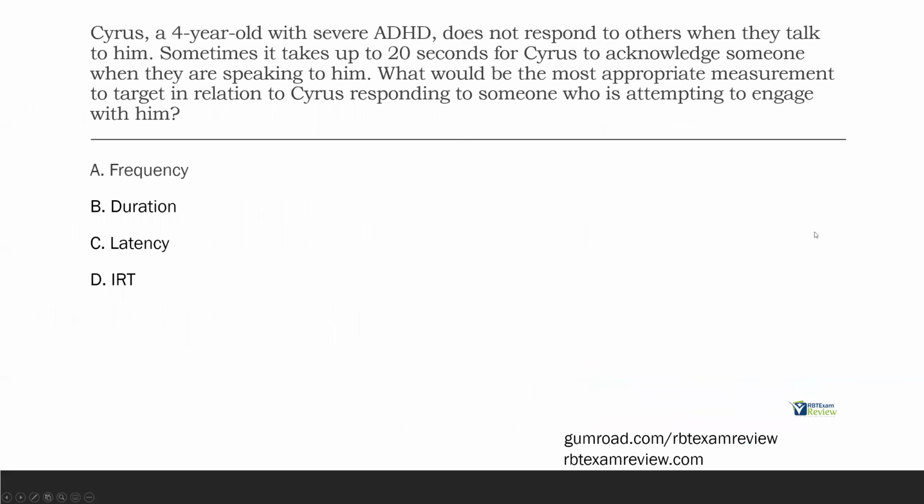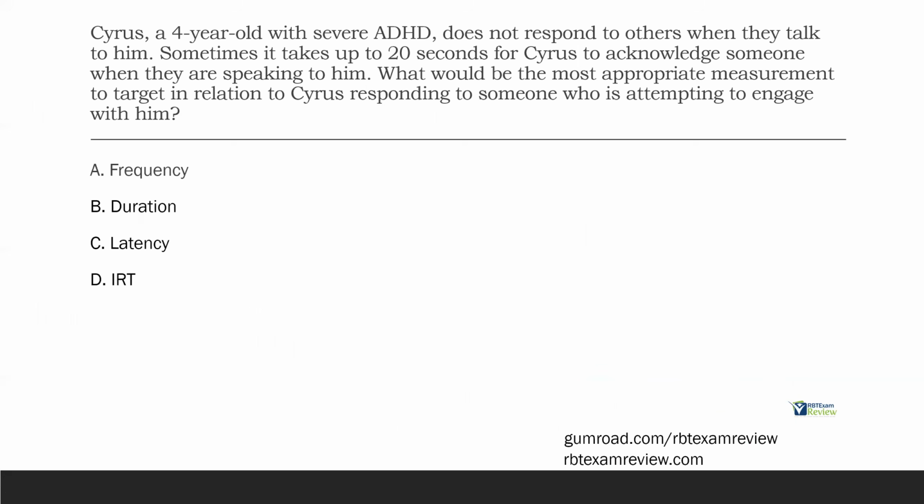Question 1. Cyrus, a 4-year-old with severe ADHD, does not respond to others when they talk to him. Sometimes it takes up to 20 seconds for Cyrus to acknowledge someone when they are speaking to him. What would be the most appropriate measurement to target in relation to Cyrus responding to someone who is attempting to engage with him? Okay, so we have a measurement question here.